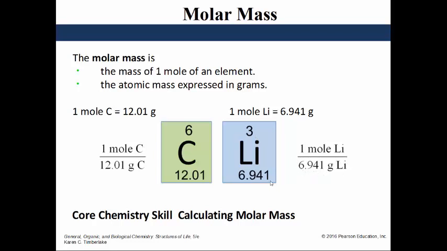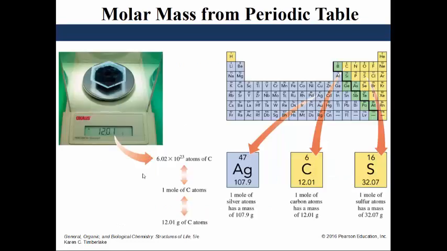That's its atomic mass. So don't think of these as fractions, think of these as ratios. Again, this is true for any element in the periodic table. If you know the atomic mass, you know how many grams there are in 1 mole of that element. So 1 mole of silver will be represented by 107.9 grams. 1 mole of carbon, 12.01 grams, and 1 mole of sulfur, 32.07 grams.